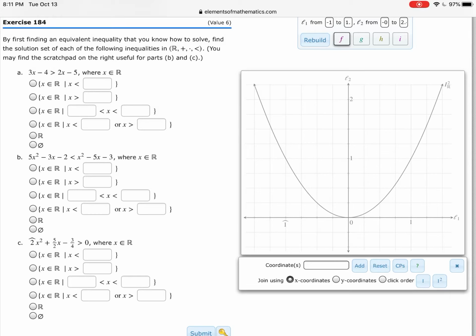Hello, 8th graders. I wanted to talk a little bit more about solving these inequalities, especially as they relate to these quadratic equations. I showed you a little bit, of course, using Desmos. I want to talk about how we can use this graphing utility that you see on screen right here. First of all, on this first problem, 3x minus 4 is greater than 2x minus 5.